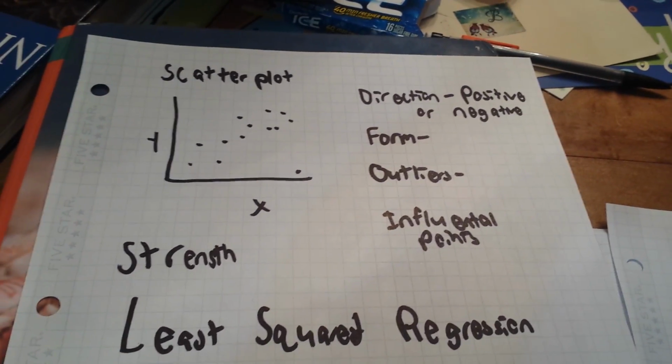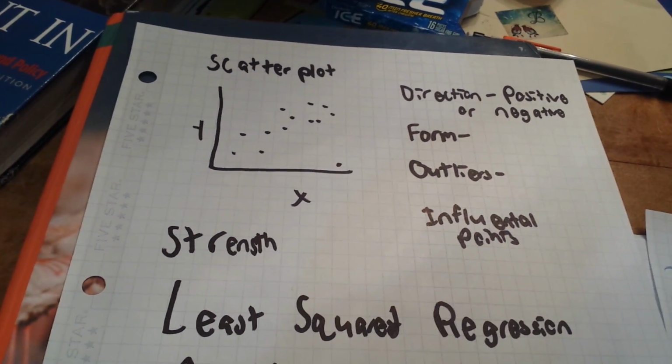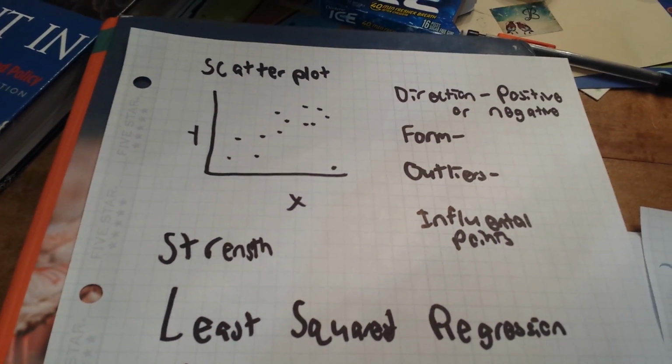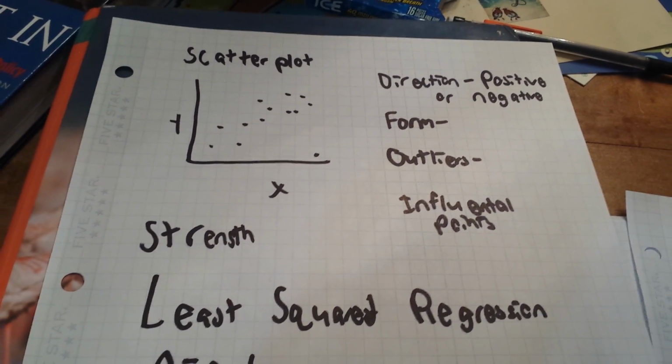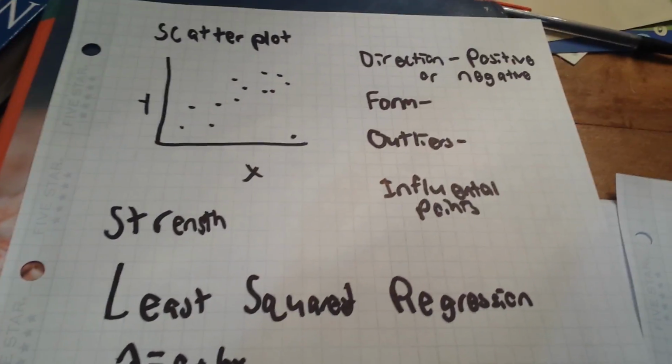The direction just tells us whether there is a positive or negative association between the variables. If the association is positive, then as one variable goes up, so does the other. A negative association is the opposite, where as one variable goes down, the other goes up.